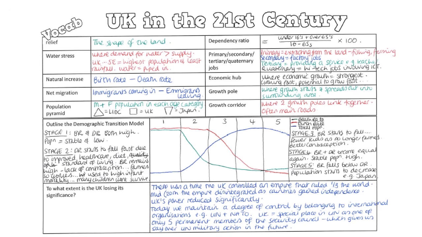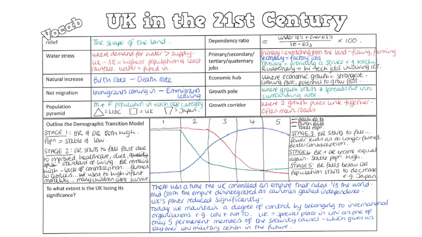You may well get a question that asks you about the extent to which the UK is losing its significance. So there was a time the UK controlled an empire that ruled a third of the world. In the mid-20th century, this empire disintegrated as countries gained independence and the UK's power reduced significantly. Today, we maintain a degree of control by belonging to international organisations such as the United Nations and NATO.